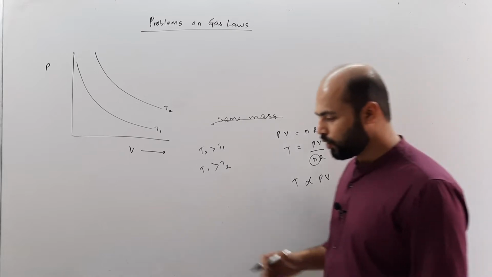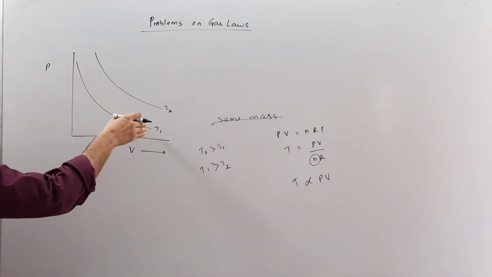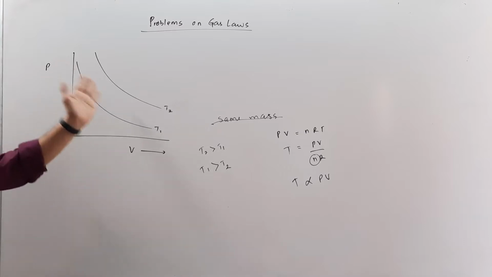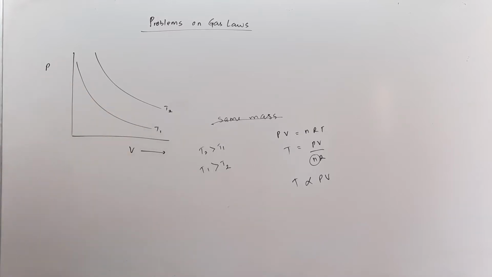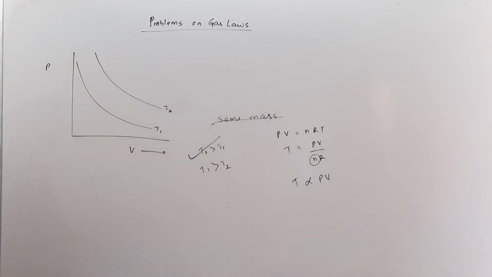Now clearly from this graph you can see that this PV value is less compared to this PV value. So definitely the PV value for T2 is greater as seen from the graph, and hence we can say that T2 is greater than T1.